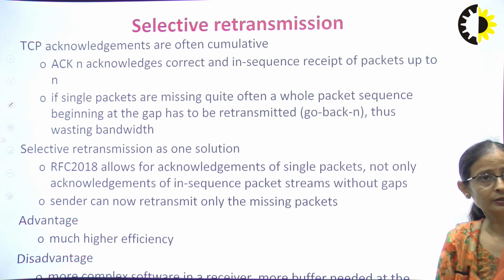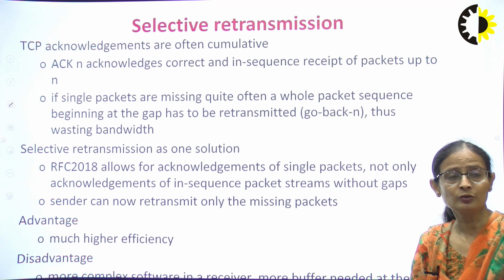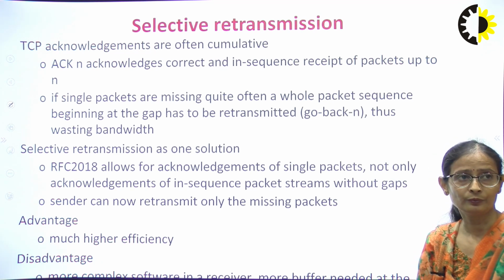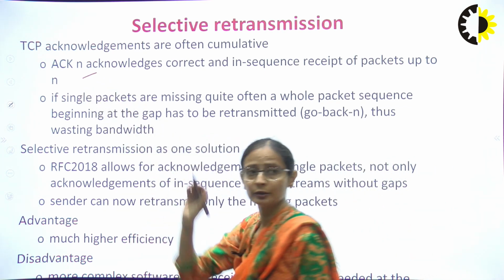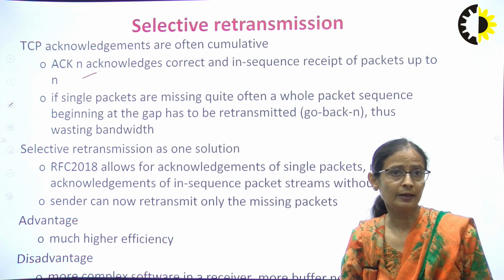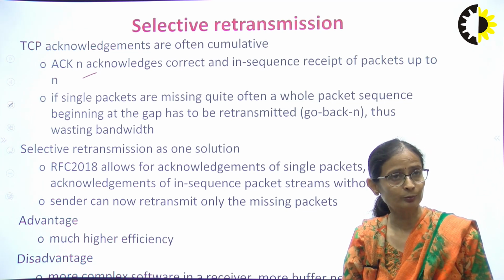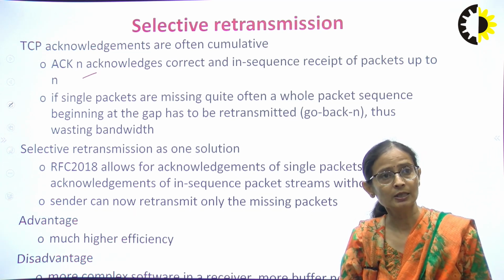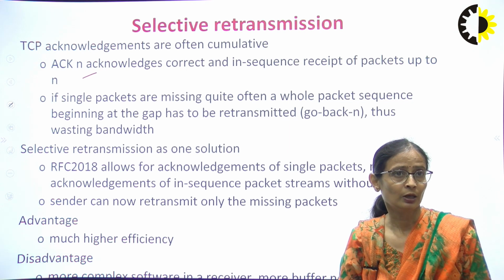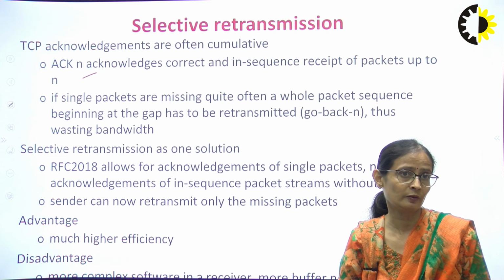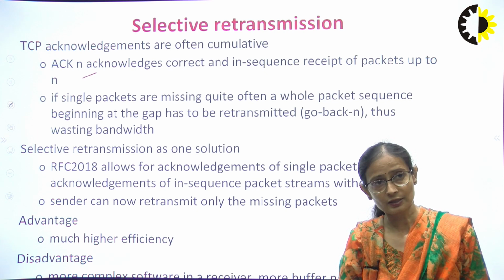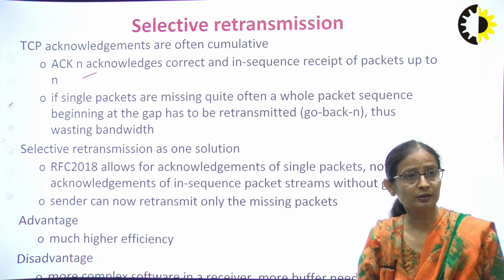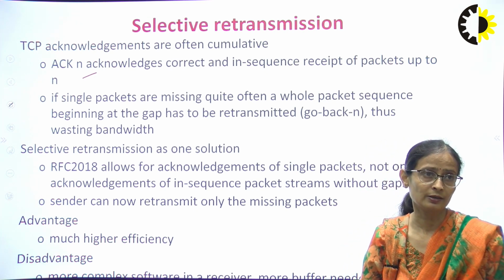Another variation is selective retransmission. TCP acknowledgements are often cumulative. So if we say ACK n, what does it mean? It means it acknowledges correct and in-sequence receipt of packets up to sequence number n. If single packets are missing quite often, a whole packet sequence beginning at the gap has to be retransmitted, that is the go-back-n protocol being followed in this case, thus wasting bandwidth. So selective retransmission is one of the solutions in this case.